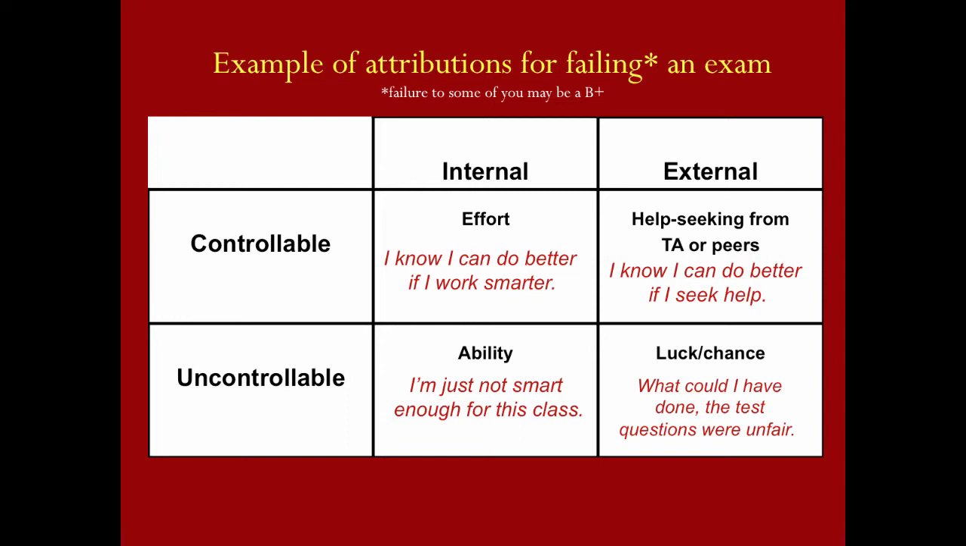Before we leave this slide, take a look at the middle column. In the next slide, we're going to take a closer look at this column and examine what happens when a student attributes their failure to either an internal controllable cause or an internal uncontrollable cause. You see here that we're going to be focusing on effort and ability.